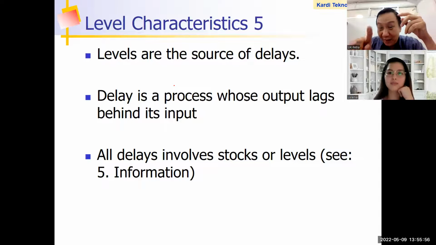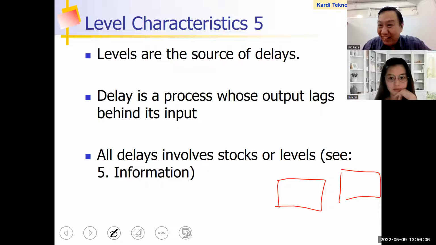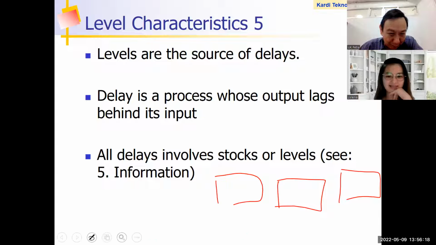Level means you have this diagram, one. If you say delay level 2, you will see two levels. You will have two of these rectangles inside. A level 3 delay really has three levels.